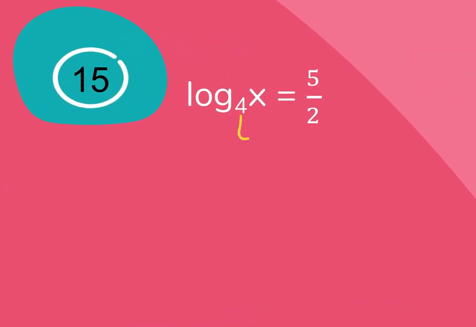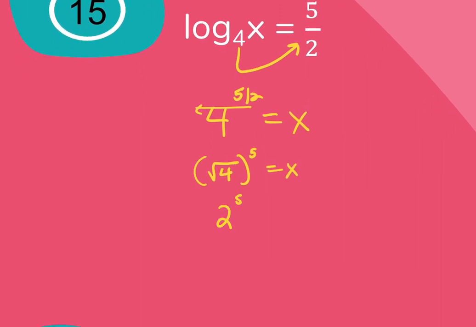Go to 15. 4 to the 5 halves equals x. Now what happens when my exponent has a fraction? What number slides over to be the index? Good. Bottom slides over, so this becomes the square root of 4, and then the 5 becomes the exponent. Square root of 4 is 2, and 2 to the 5th. 2 times 2 times 2 times 2 times 2. 4, 8, 16, 32.